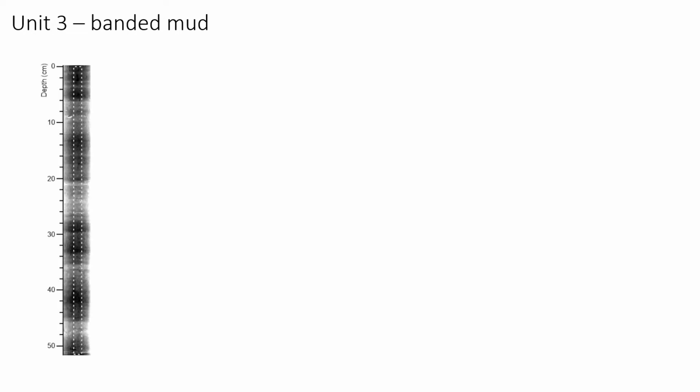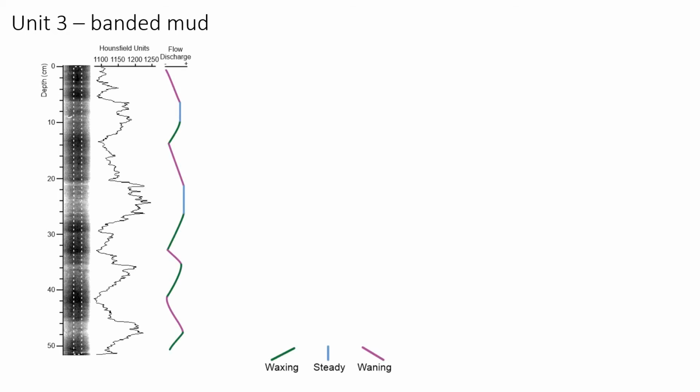Unit 3 is banded mud. It's characterized by this distinctive, repetitious light, dark banding throughout the core. Without using HU profiles, just based on the CT scan image, it's relatively challenging to pick out bed boundaries. Where is the bed base? Where is the bed top? If you were to give this core image to perhaps 10 different people, you would very likely get 10 different answers. But with the use of an HU profile, there's no guessing as to where bed boundaries are.